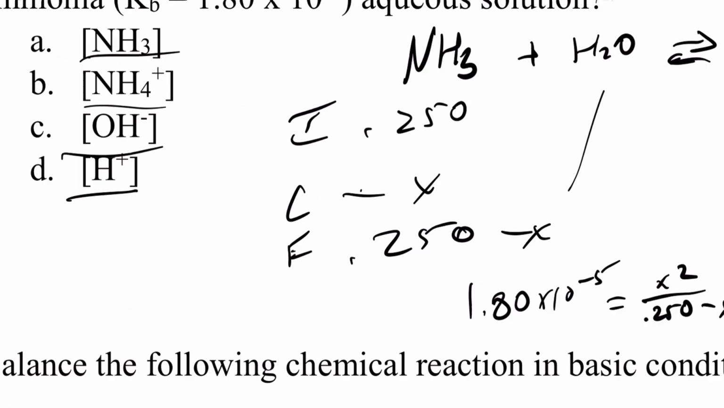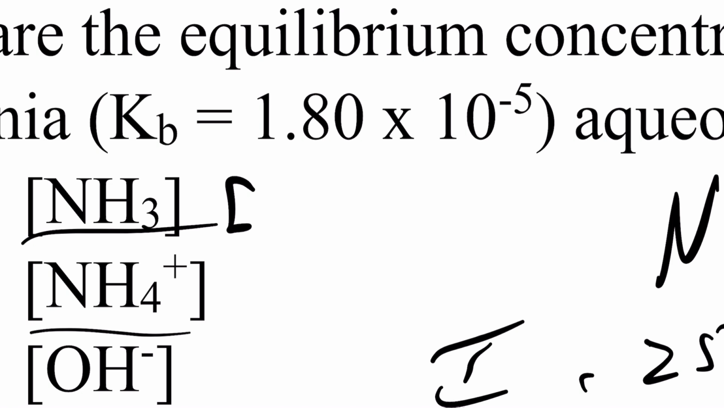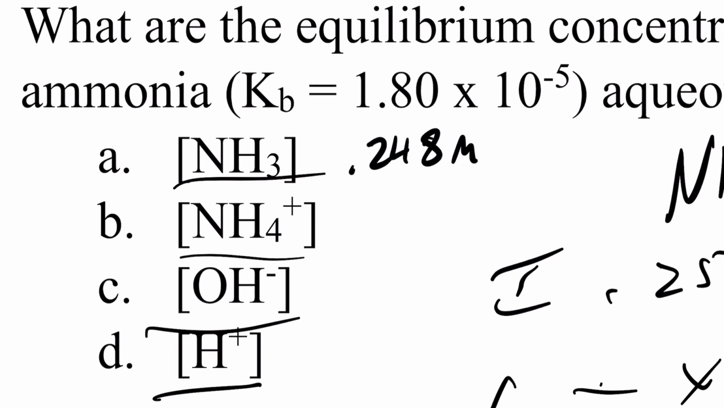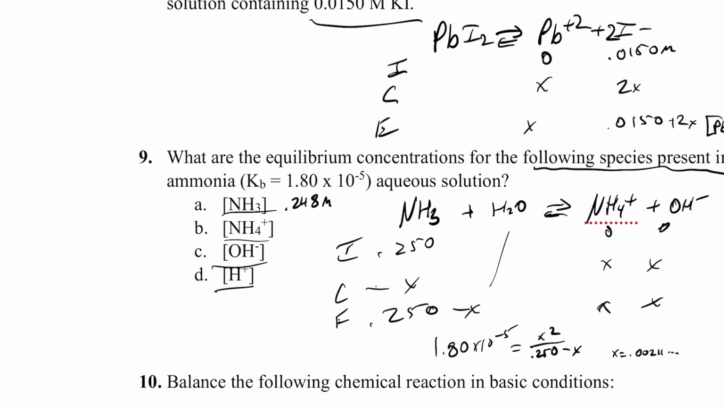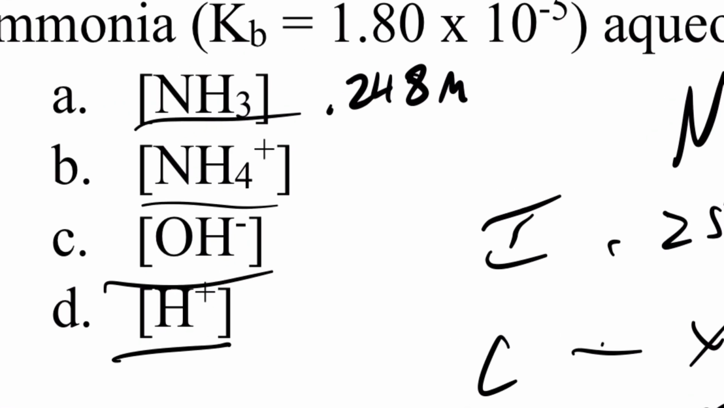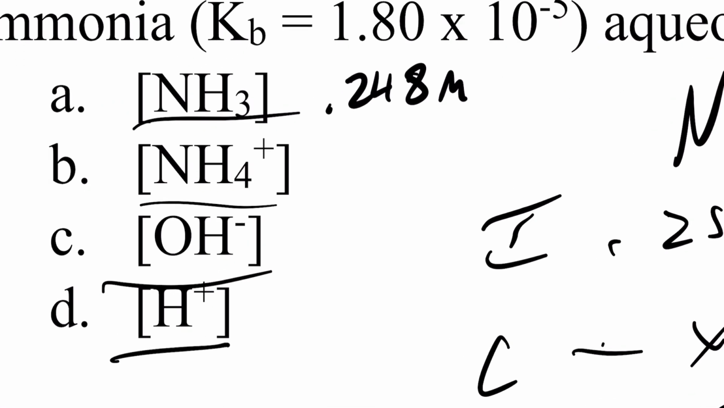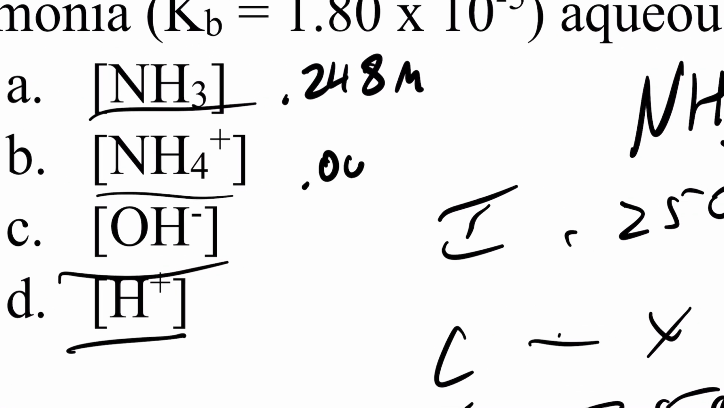So this is the concentration of ammonia. So the concentration of ammonia is 0.248 M. Okay, perfect. The concentration of ammonium would be equal to the concentration of OH minus, which is x. So x is 0.00211 molarity, 0.0021 molarity, right?